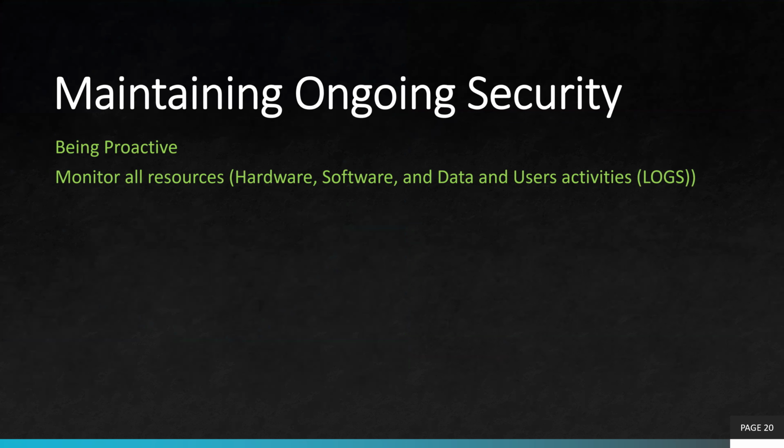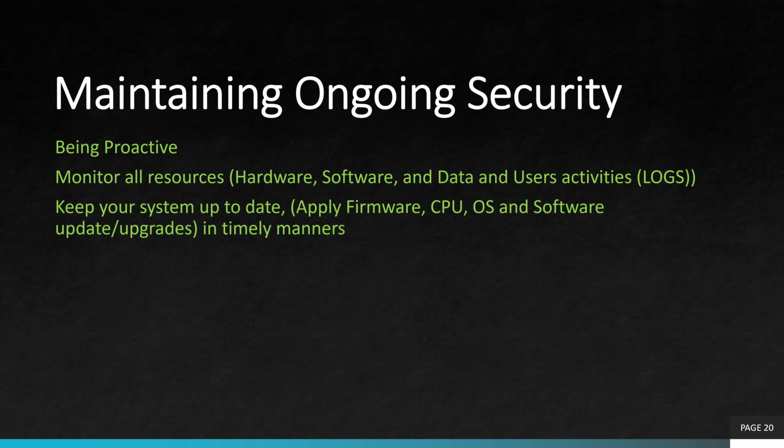Maintaining ongoing security. Once you have set up your system, you have to be proactive. Monitor all your resources, whether it's hardware, software, data, and user activities. Look at the system logs. You could look at all the software that you're running on your system and check through their logs. There are a lot of applications that support these kinds of security software that you could check.